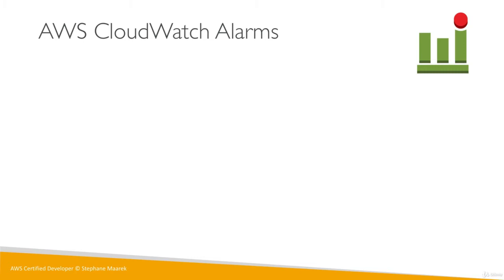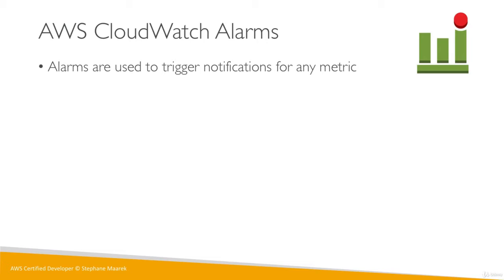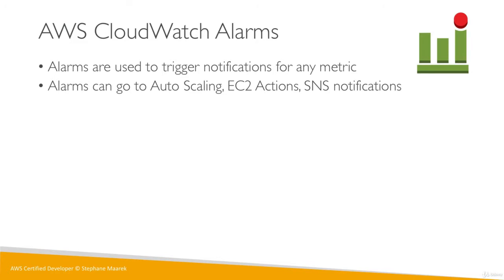Okay, let's talk about CloudWatch alarms. Alarms are going to be used to trigger notifications from any metric. We've already touched on alarms when we were dealing with autoscaling groups, and alarms can be attached to autoscaling groups. They can be attached to EC2 actions or SNS notifications. So you can use alarms to modularize your whole AWS.